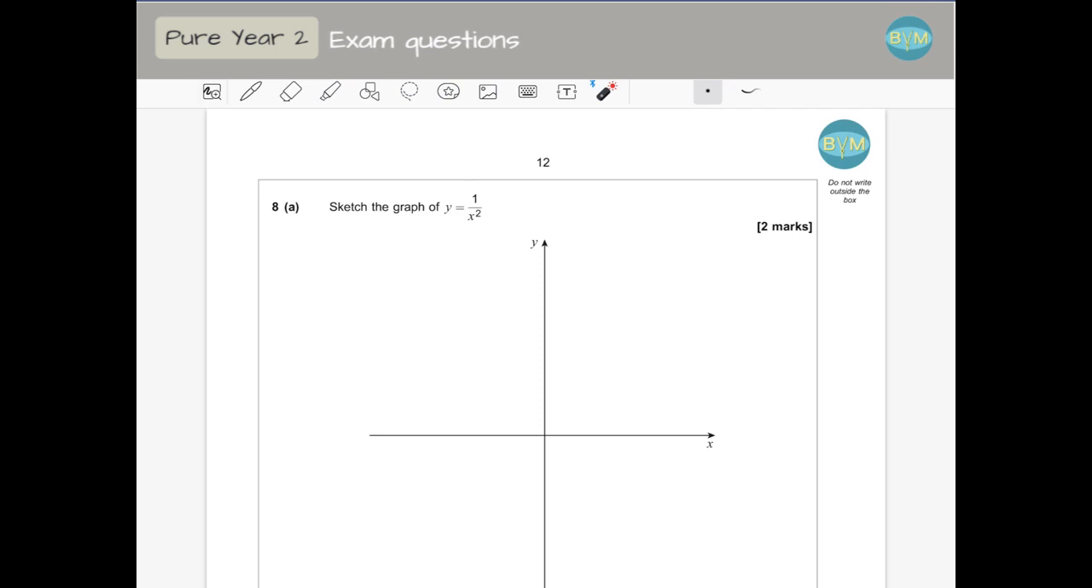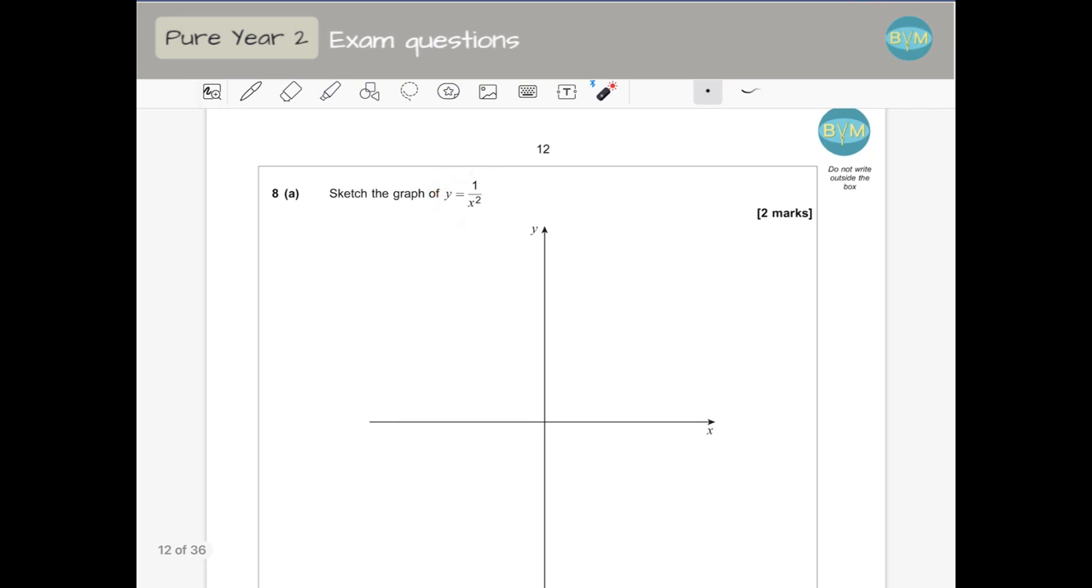Hello, this is question 8 on June 2022, paper 2 from AQA. You have to sketch the graph of y equals 1 over x squared. This graph is doing something like this.